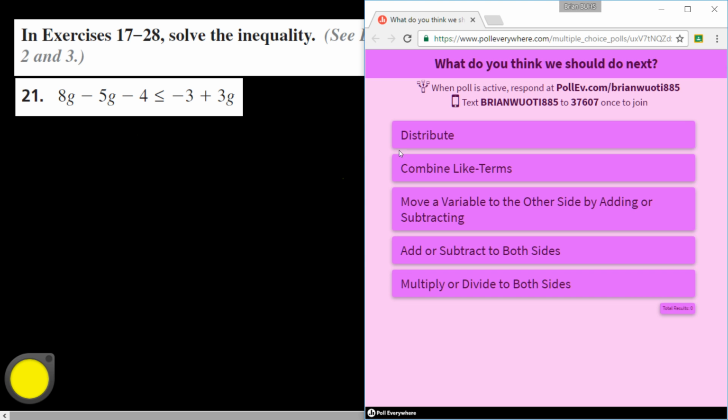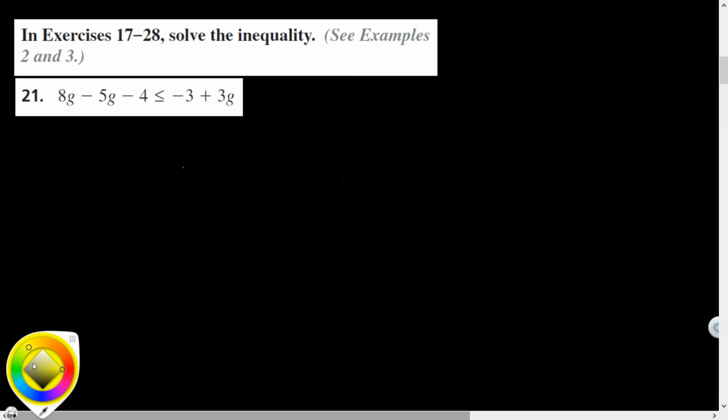I amped it up here pretty quick. Question 21: solve the inequality. I've got things going on all over the place. This actually would have been a perfect time for my little online poll, where I would ask what we should do next. I think what we should do next is combine like terms. Do you agree with that? We'll do some online polling a little later in class, maybe.